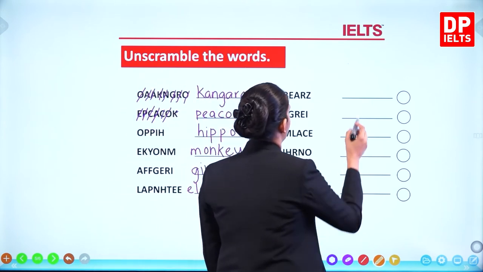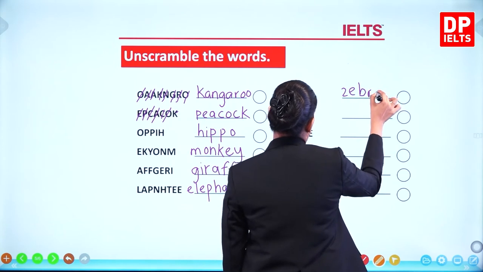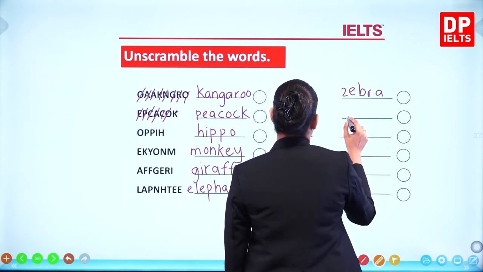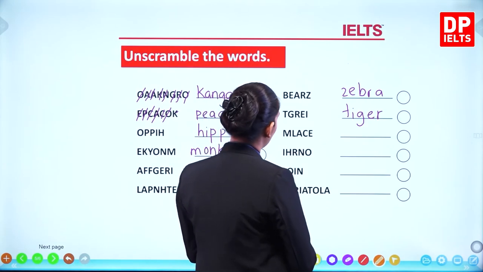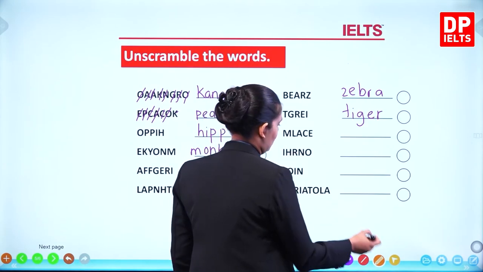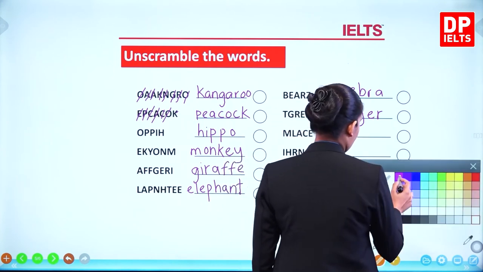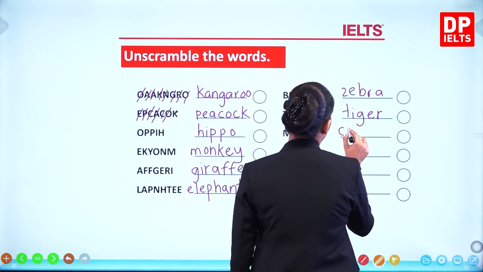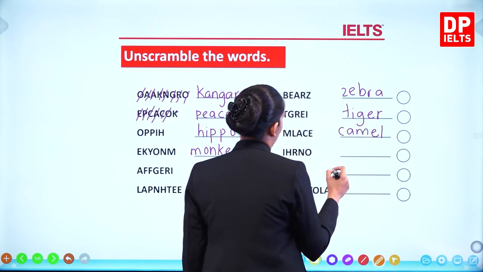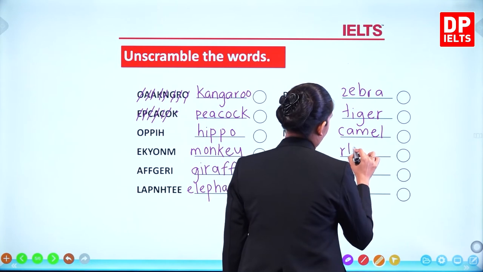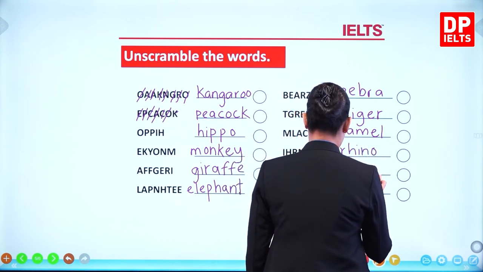Next, we have zebra. Next, we have tiger. Right, so moving on, let us have a look at this one. So this is a camel, right? This one we know, the rhino. Lion.